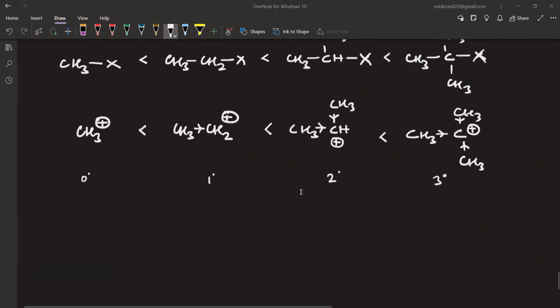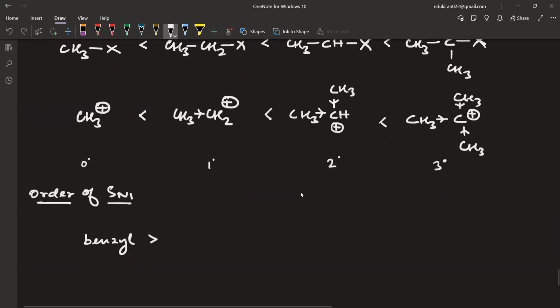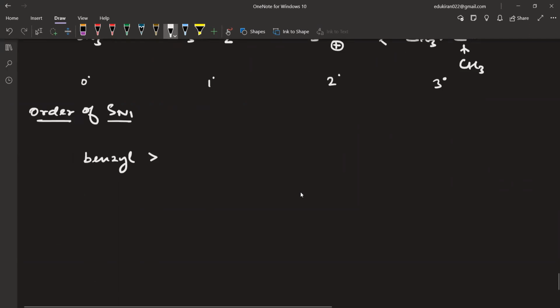So this is the reactivity order for SN1. See, if you have resonance, then resonance stabilizes the carbocation very effectively. So you will have benzyl alkyl halide, which will be fastest. I'll also write the structures, don't worry. After that, you will have 3 degree. After that, you will have allyl. After that, you will have 2 degree. And after that, you will have 1 degree.